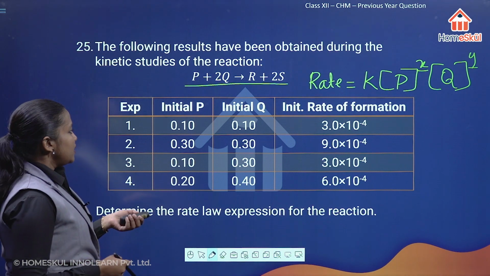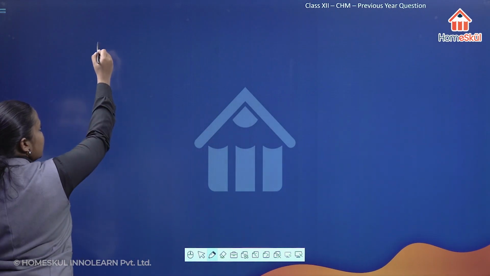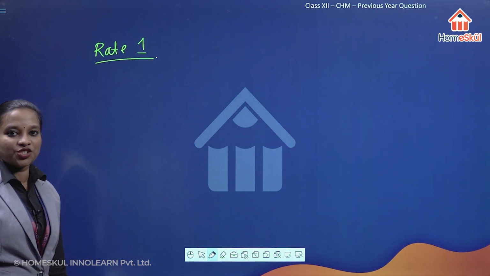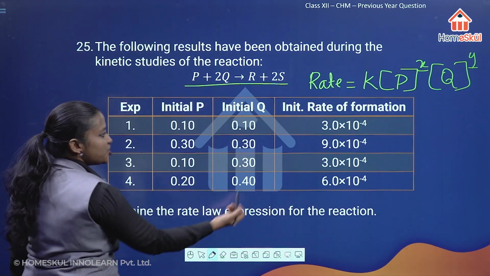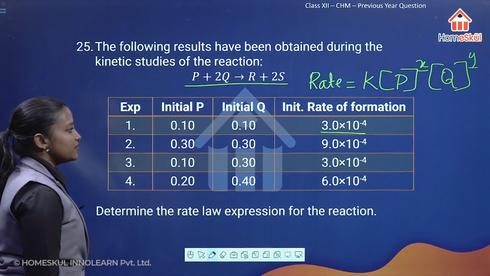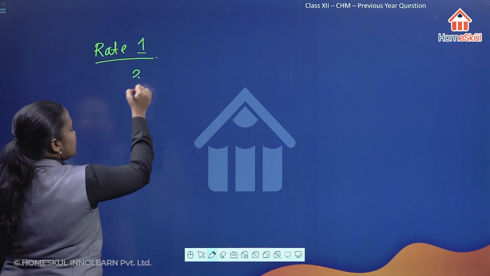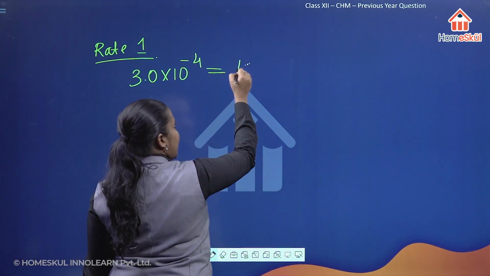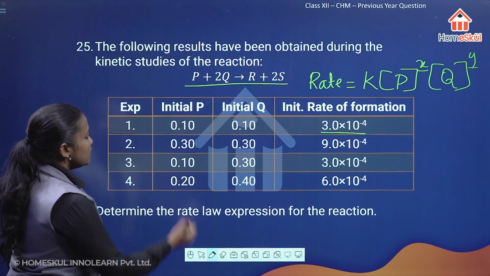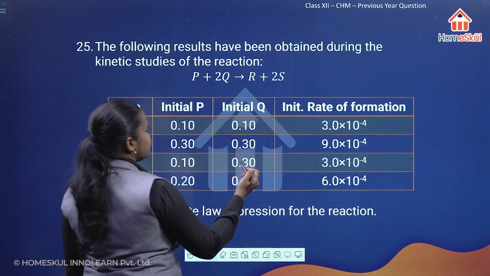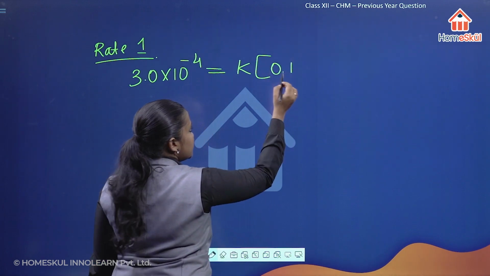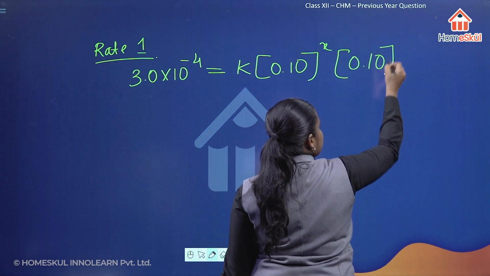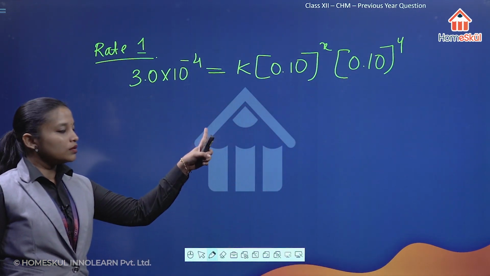Okay, let's see. Let's take the rate of the first reaction. Here, in the case of the first reaction, the initial rate of formation, that is 3 into 10 raised to minus 4, is equal to k into 0.10 raised to x into 0.10 raised to y, which is the concentration of Q there.